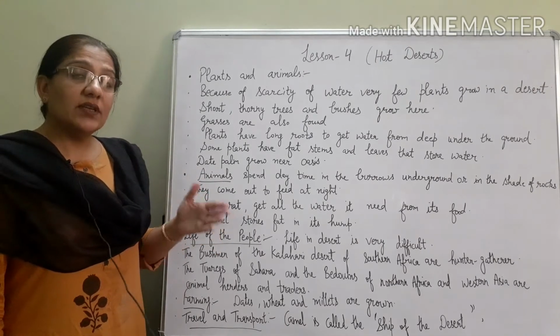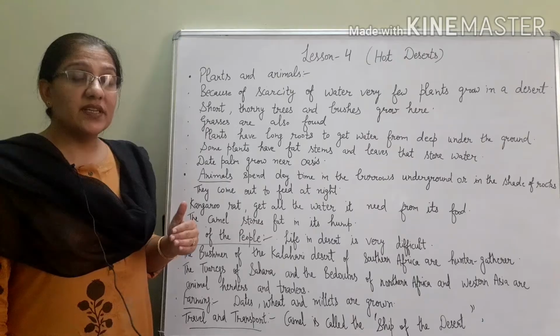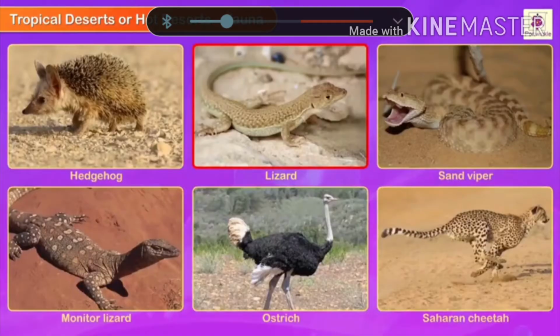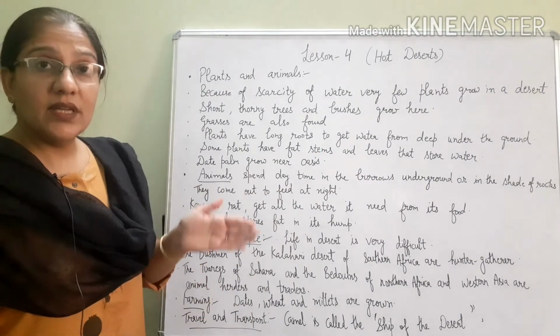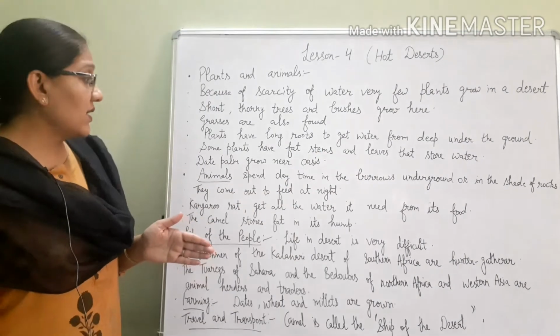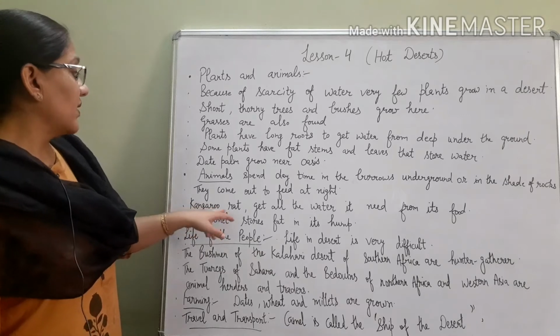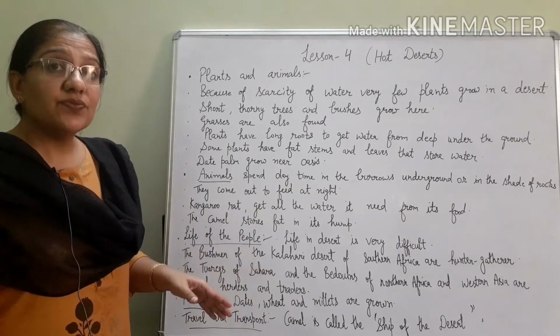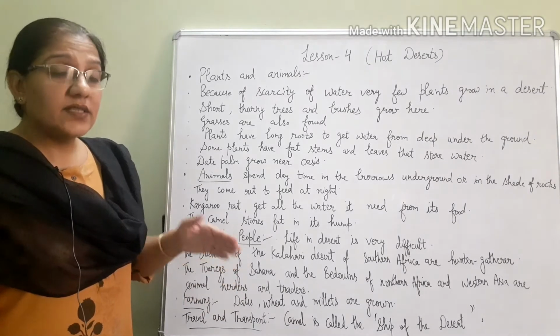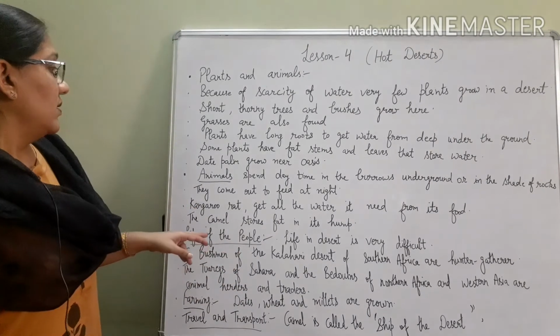Animals also have adapted themselves to the harsh conditions found in the deserts. They spend daytime in burrows underground or in the shade of rocks, and during night time they come out to feed. And some animals, like the kangaroo rat, get all the water they need from their food. It does not drink water.